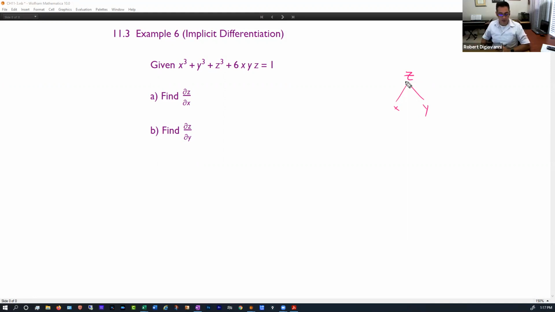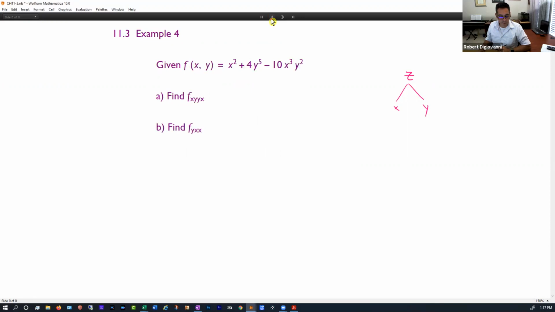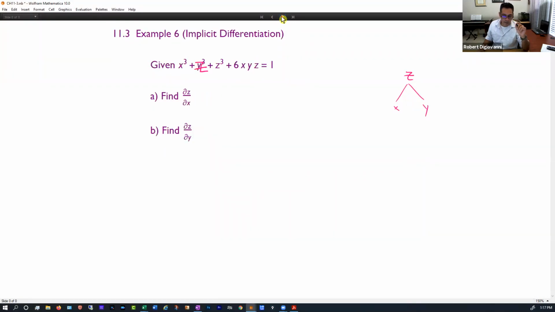All right, so how are we going to do this? We are not going to try and solve this for z and make it look like this right here. This is basically saying z equals this. And then when we do partials, we just do what we were doing last class. But in this problem, we cannot easily get z by itself, right? Because there's a z here and there's a z here, z cubed. So it's not easy to get z by itself.